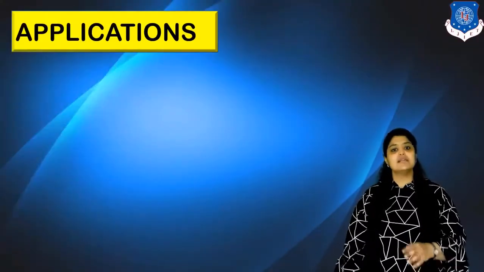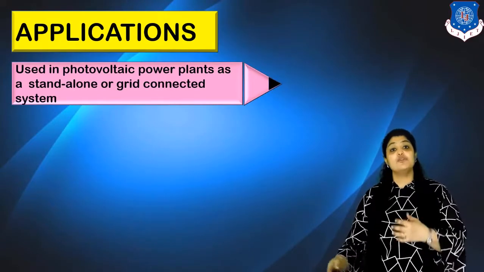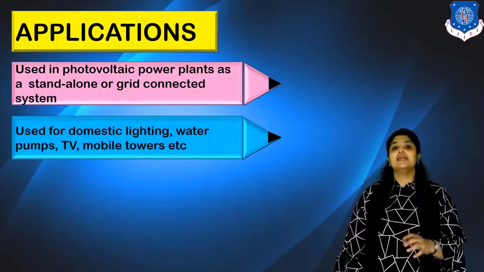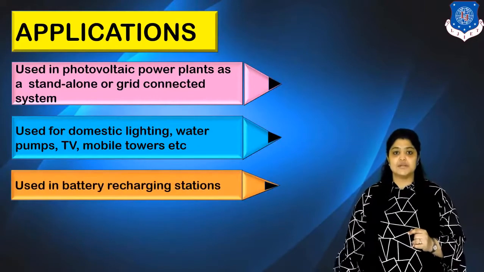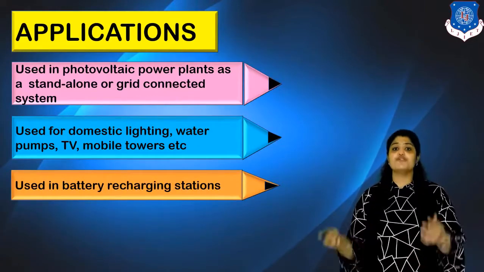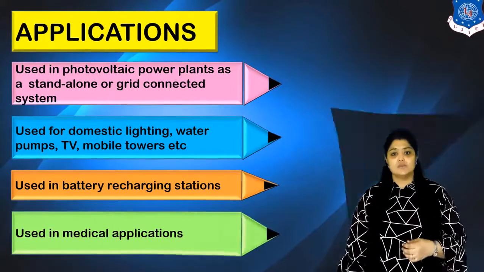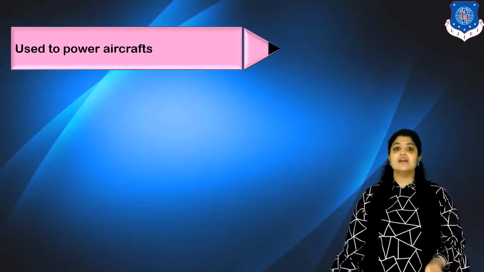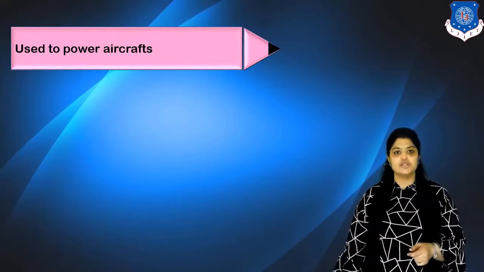Now let us discuss some applications of solar cell. So starting with the first one, it is used in photovoltaic power plants as a standalone or grid connected system. It can be used in domestic lighting, water pumps, TV, mobile towers, etc. You can also use it in battery recharging stations because it is free of cost and causes less pollution. It is used in medical applications as well. Used to power the aircrafts, also solar panels are used because it's a freely available energy source.